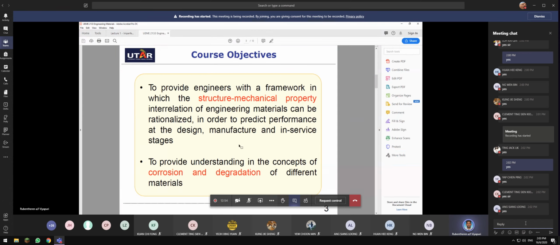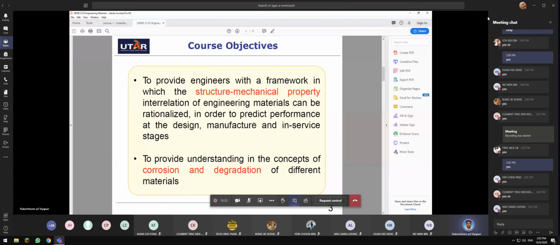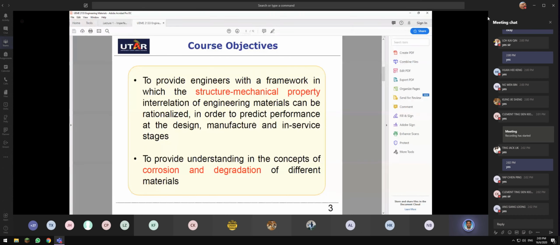The course objective of engineering materials is to provide engineers with a framework in which the structural and mechanical properties and interrelation of engineering materials can be rationalized in order to predict performance at the design, manufacture, and in-service stages. So, guys, I'll be teaching you the fundamentals of material, the manufacturing subjects of material, and also a little bit on the properties of material.